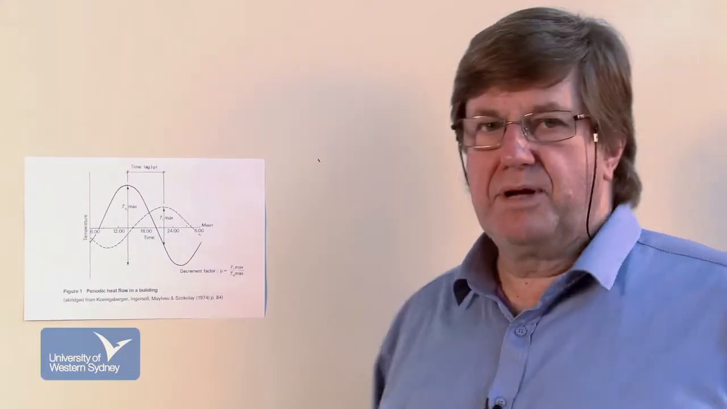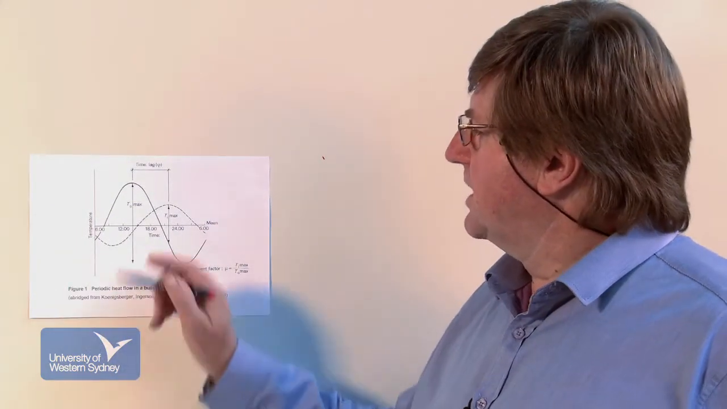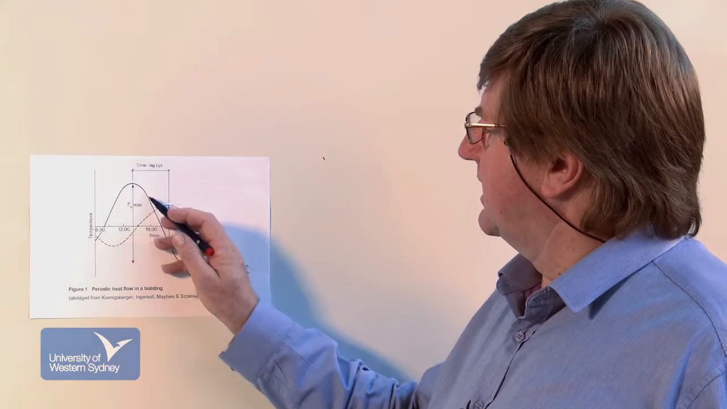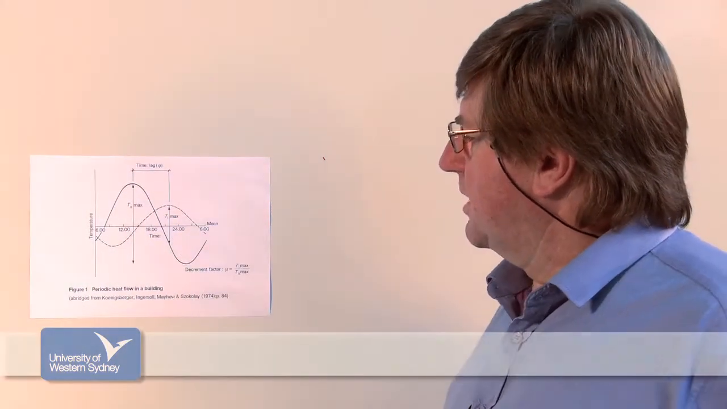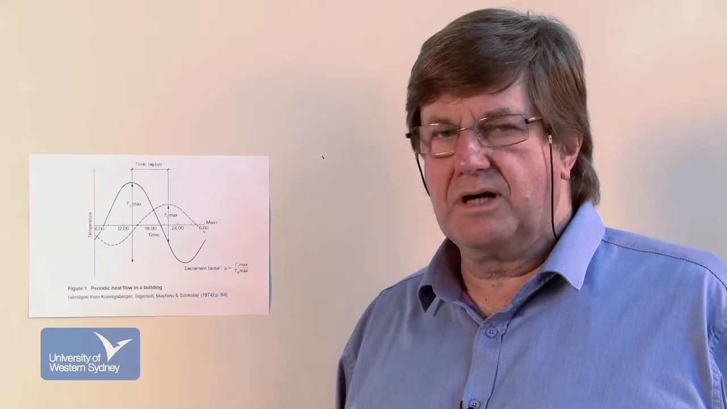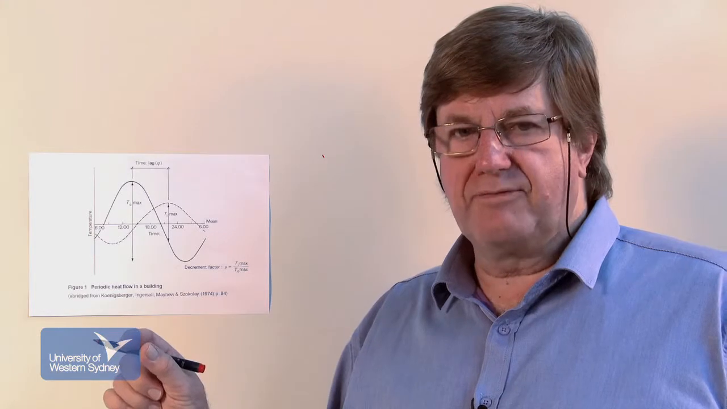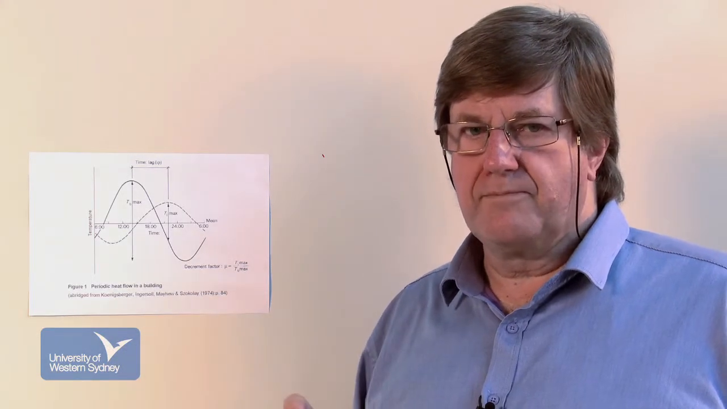Here we have the periodic heat flow through a building. We've got to imagine that we've got the outside skin of the wall represented by this solid line here. We're not told the thickness of the wall nor the composition of this wall, but let's assume it's a typical suburban brick veneer. So we've got the outside skin of the brickwork, we've got the 40mm gap, and then we've got the timber frame with the gyprock wall.